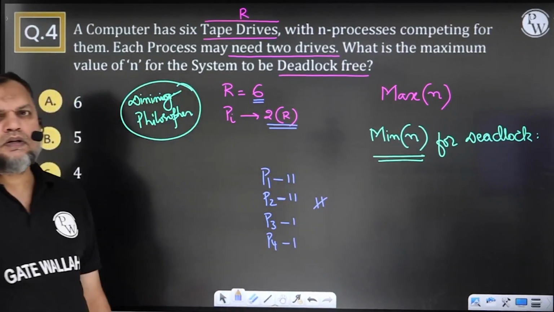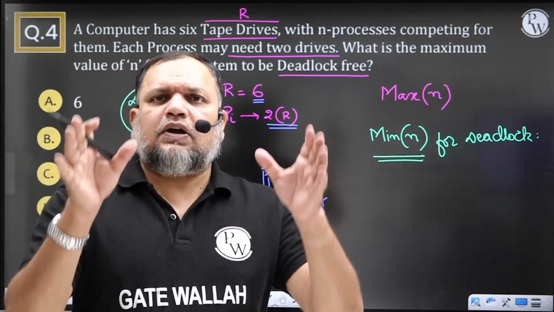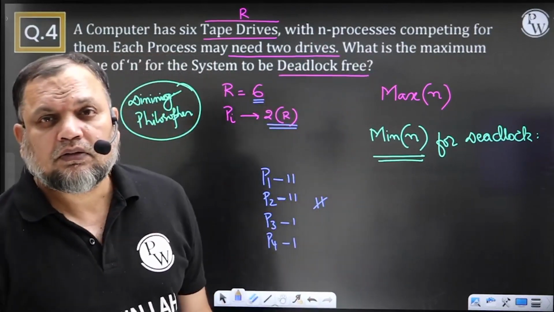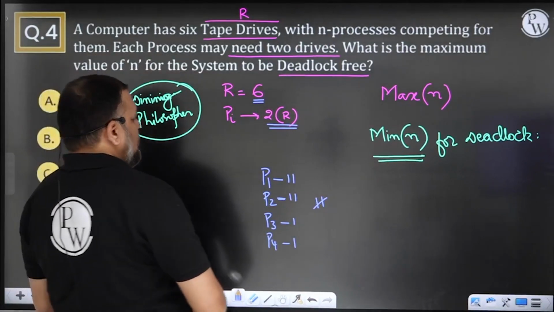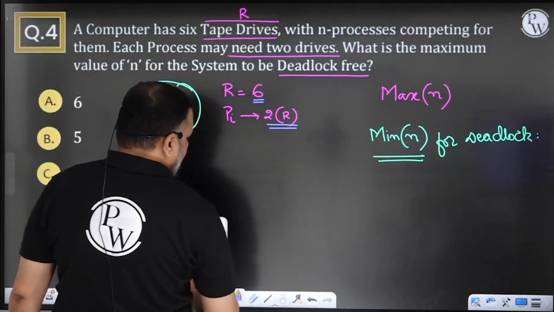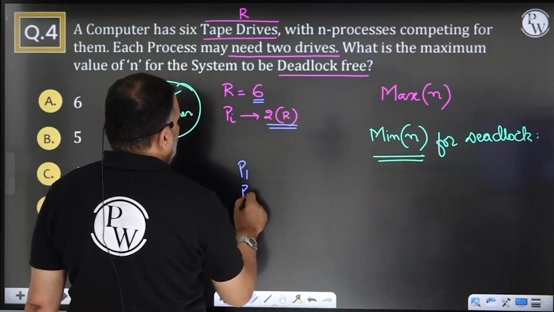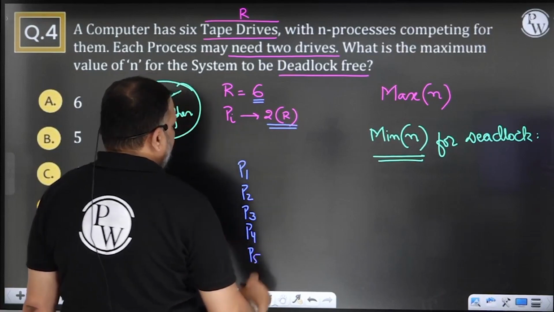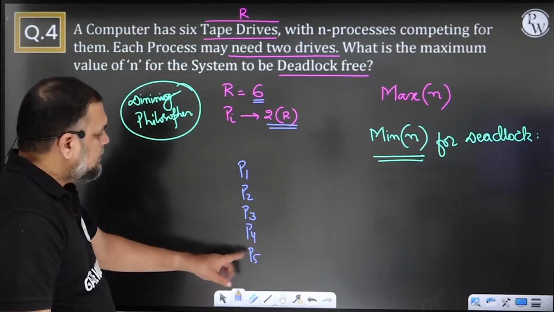Dining philosophers. In dining philosophers, if I have 4 philosophers and 6 forks, how can deadlock happen? Deadlock can never happen. I hope you got it now, right? So with 4 processes, deadlock does not happen. So here I write P1 no deadlock, P2 no deadlock, P3 no deadlock, P4 no deadlock, P5 also no deadlock. Even if I have 5 processes, no deadlock.